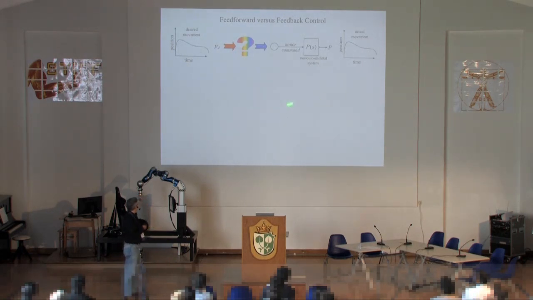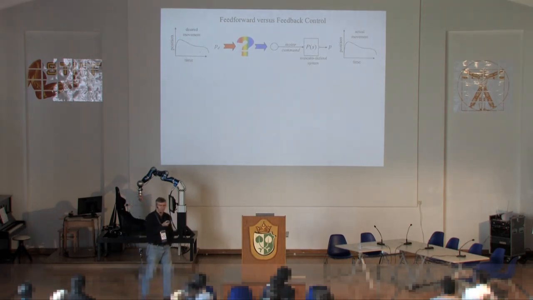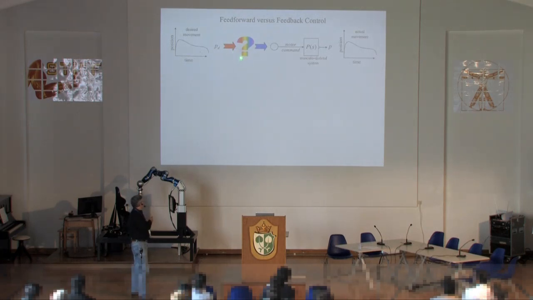And so, of course, what we're trying to understand is then, how do you invert that? How does the brain take some desired movement, what it would like to do? Okay, what is the movement it would like the hand to follow? And what does it do? How does it decide what the motor command needs to be?